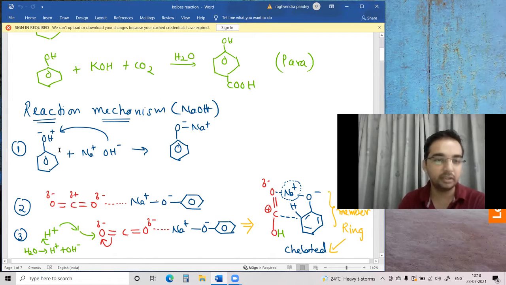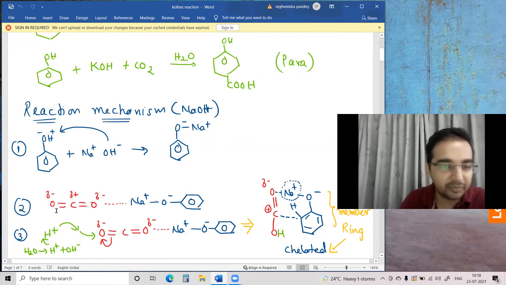You can see that the first step is the abstraction of a proton by the hydroxide ion. The OH ion, which is from the base, abstracts this proton of the phenol, and the sodium ion gets connected to the negative oxygen. That is an electrostatic, ionic bond which is created here. So this is called sodium phenoxide.